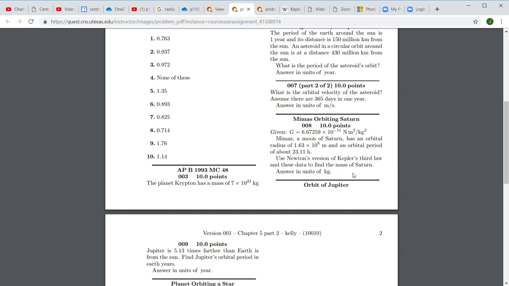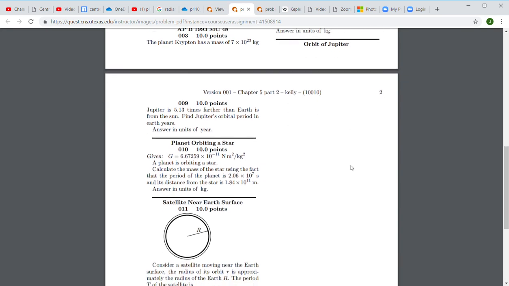Cancel the r, cancel the mass of Mimas, and the only thing you won't know in that expression is the mass of Saturn. So solve for the mass of Saturn that way.